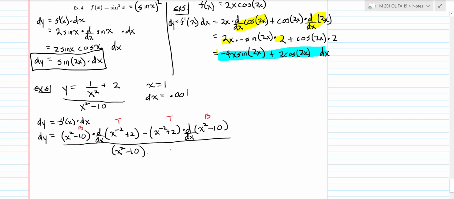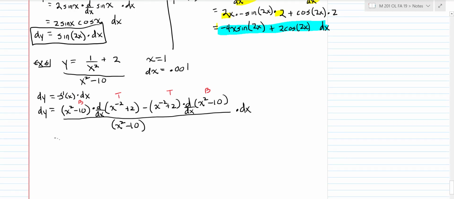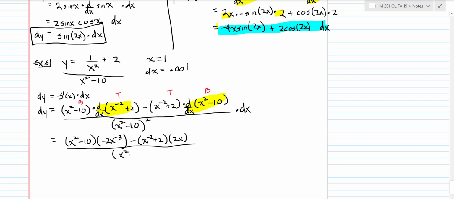So the first thing is we want to do this, and then you tack on the dx. That's real important in this problem that you do that. Okay, so we're going to go ahead and complete this now. After I got it set up in the quotient rule, I need to do these 2 things right here. So this is going to give x to the second minus 10 times negative 2x to the negative 3. Derivative of 2, of course, is 0. Then we have minus x to the negative 2 plus 2, and then times 2x. All right. Oh, I forgot to square my bottom. So that's x squared minus 10 to the second. Okay, so we have that.